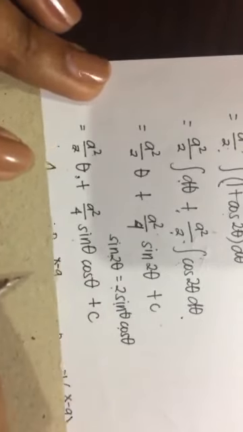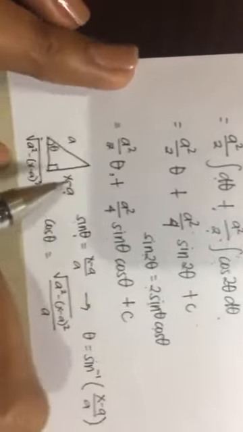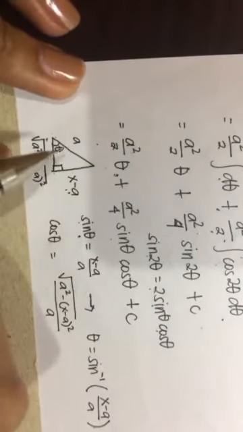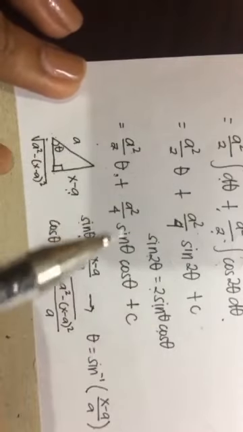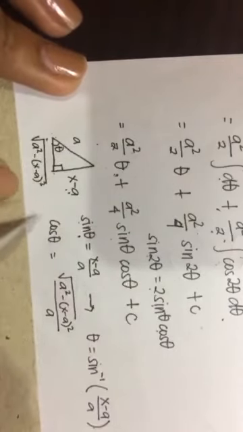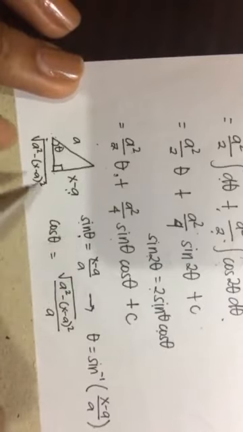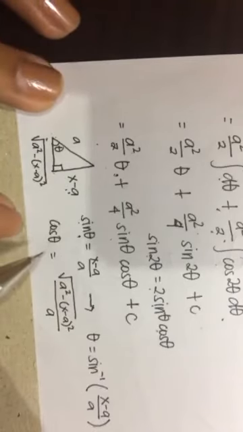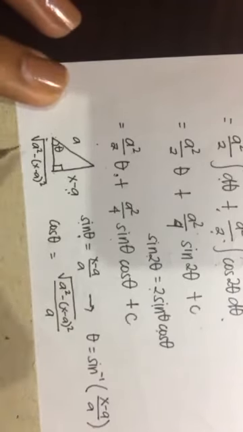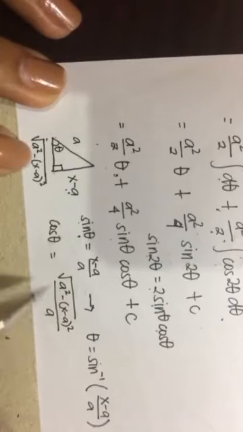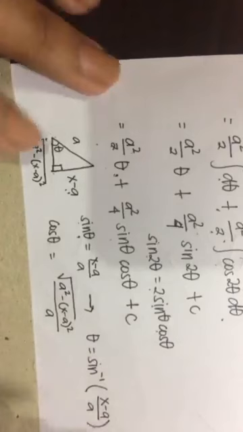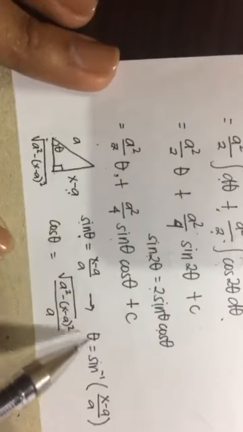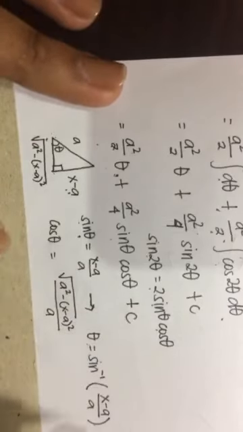And then we use the right triangle in order to bring the equation back into 2ax minus x squared, in which sine theta is equal to the opposite, which is x minus a, over the hypotenuse, which is a. And cosine theta gives us the adjacent, the square root of a squared minus x minus a, squared, over a. And then from here, sine theta is equal to x minus a over a. It gives us theta equal to arcsine of x minus a over a.